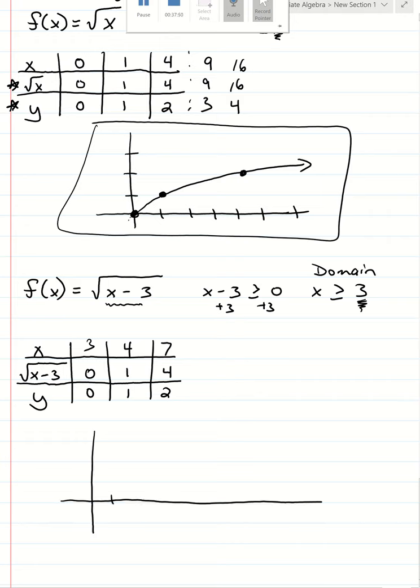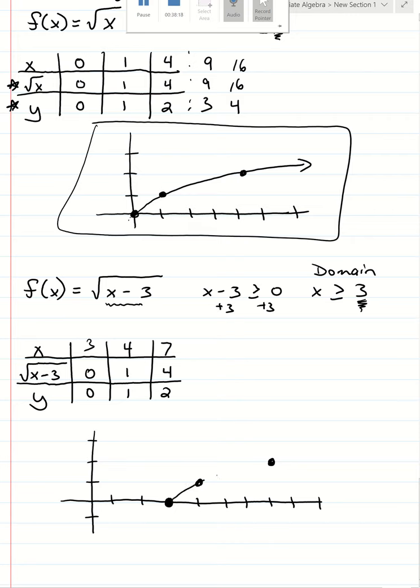Once again, I have to plot some ordered pairs and connect those dots. My ordered pairs would be at 3, 0. Then I need an ordered pair at 4, 1. Next, I need an ordered pair at 7, 2. Those 3 points are enough.